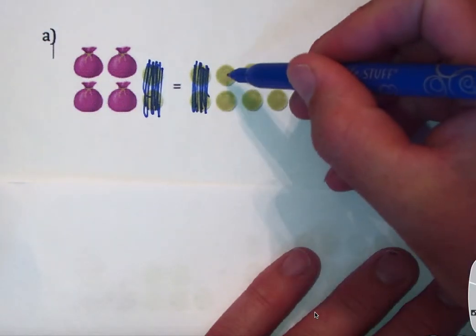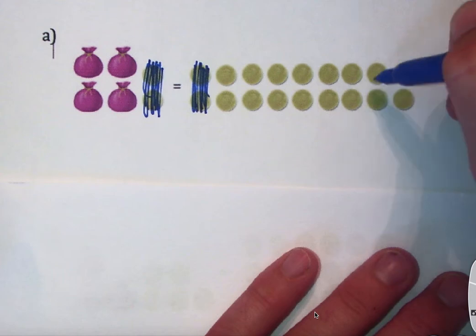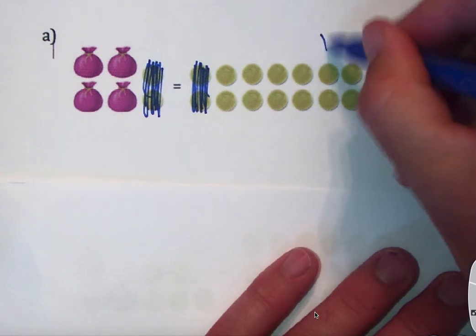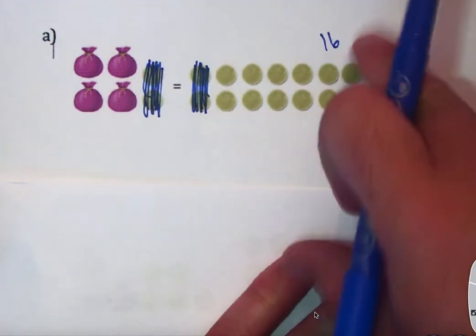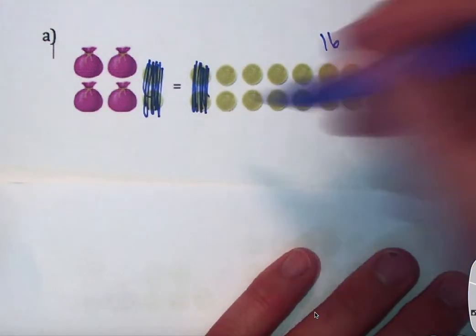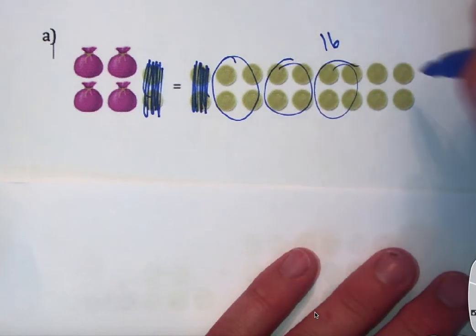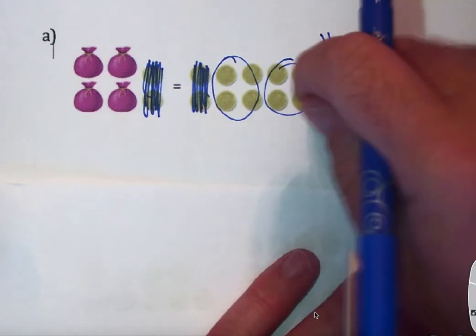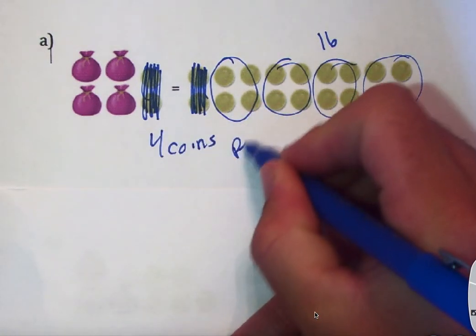So how many coins are left? 1, 2, 3, 4, 5, 6, 7, 8, 9, 10, 11, 12, 13, 14, 15, 16 coins left. So those 4 bags, which have the same unknown amount of coins, must split the 16 evenly. So it's 1 bag, 2 bags, 3 bags, 4 bags. So 4 coins per bag.